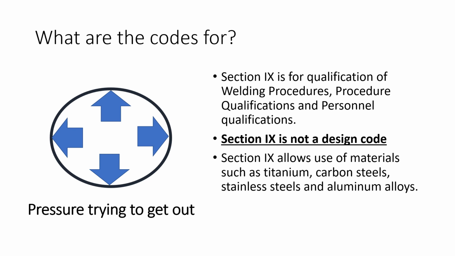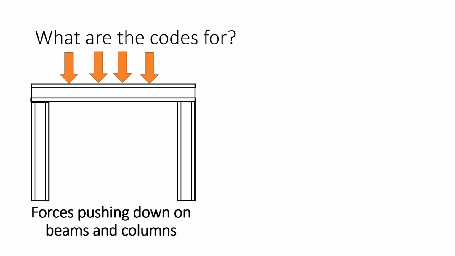I'm setting this up. I'm explaining what Section 9 is and D1.1 and some other codes, and then we'll loop back into when would be the proper time to use AWS B2.1. The structural codes written by the American Welding Society, for the most part, are for forces pushing down on something. We're fighting gravity.